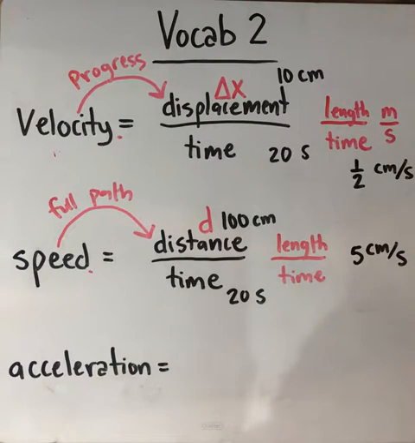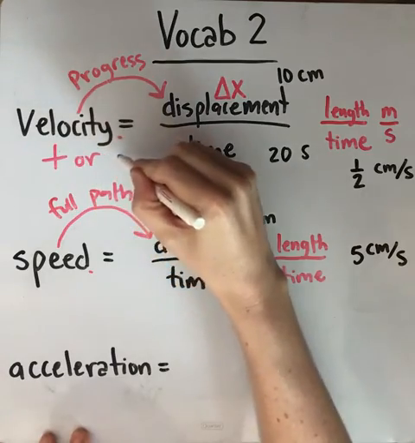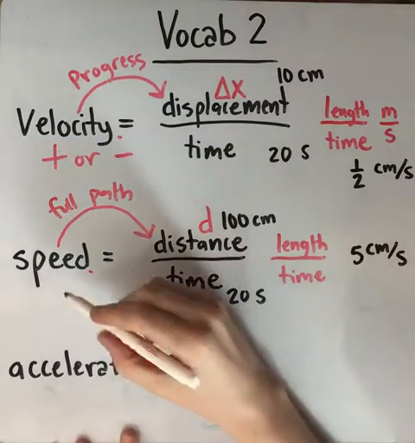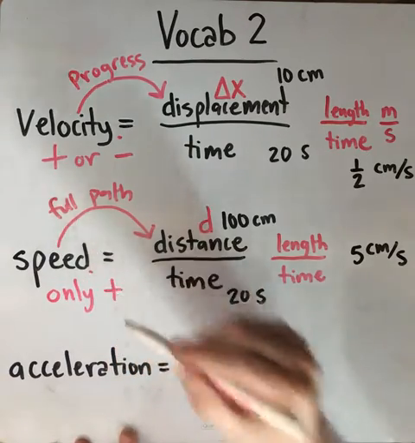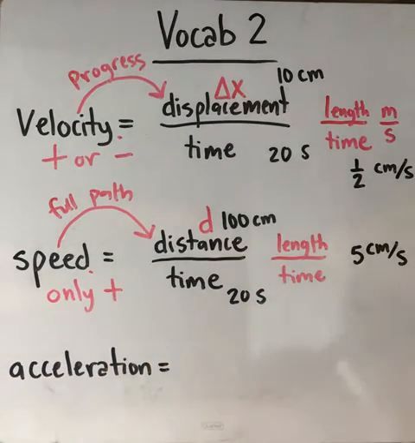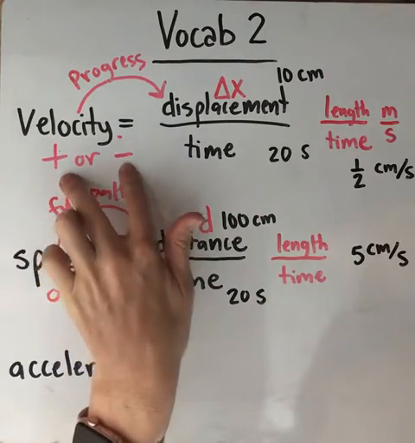It's also important to note that velocity can have a positive or negative direction. So I'm going to put plus or minus. But speed can only be positive. In other words, speed doesn't have a direction. Because the path squiggles and wiggles, we cannot define which direction it was going. And so we always give it a positive value. Velocity, on the other hand, we can define that one direction is forward and one direction is backward, and so that allows us to have positives or negatives.